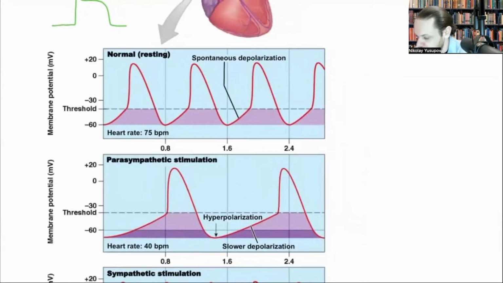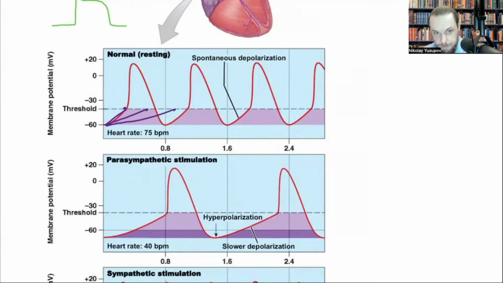So what this means is they have the capability of having leaky channels that will create the slope for them. So the SA node, AV node, and the Purkinje all have this slope. And the difference is the degree of elevation of the slope differs from SA node to the AV node to the Purkinje. So SA node may be this, the AV node may be a slower slope, and the Purkinje is like this. So the time it takes to reach threshold is longer.